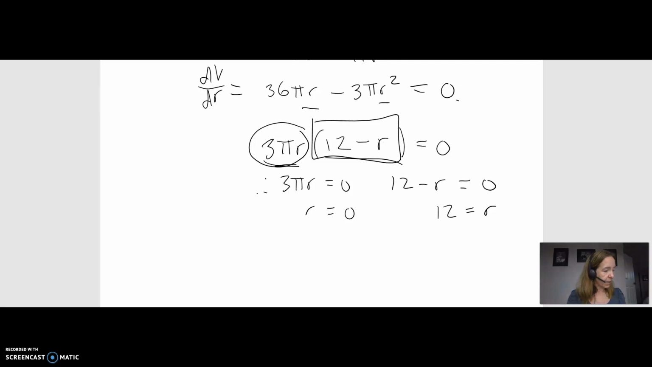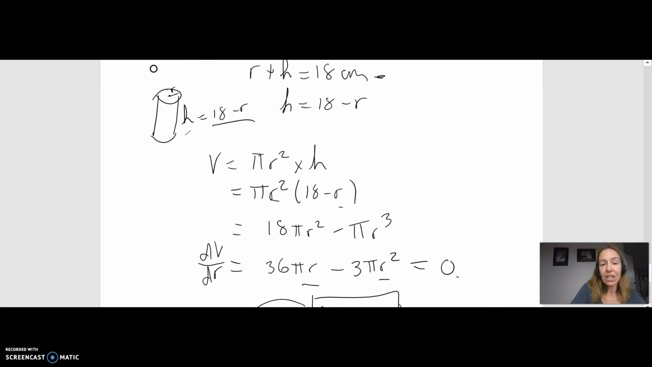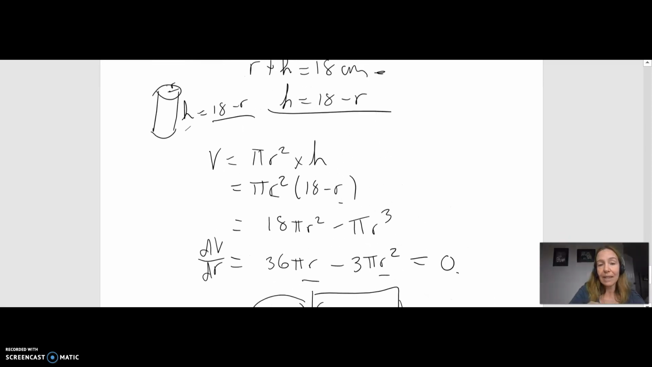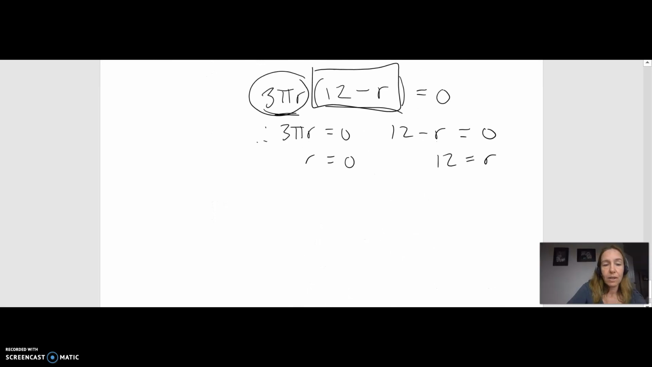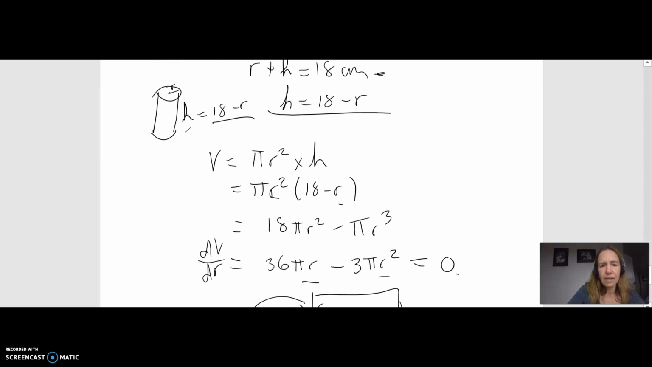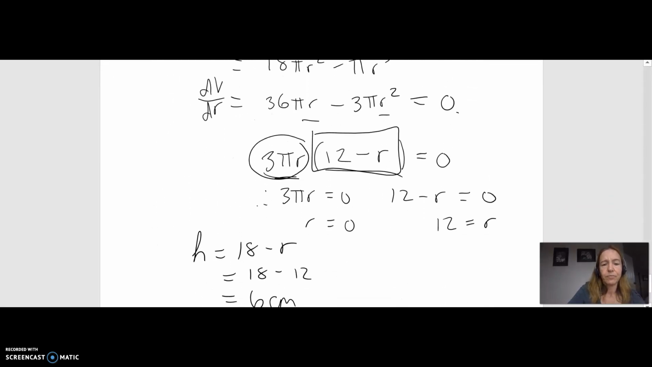They are asking me what values for the radius and the height would produce the maximum. So we said that h is equal to 18 minus r. That's what we first discussed. So r is 12. 13, 14, 15, 16, 17, 18. I've come to use my fingers. That's where I am today. Is it in centimeters? Yes.